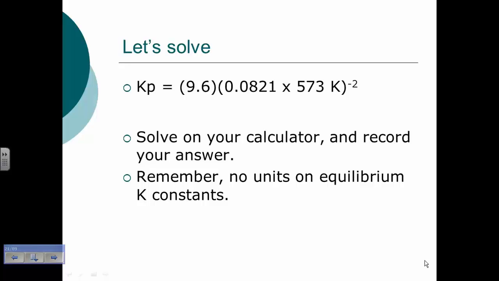Now hit it on your calculator. It's the product of R times T raised to the -2. RT in a parenthesis raised to the power of -2, and then multiply by your 9.6. Remember, there's no units on equilibrium, but what'd you get? Write it down on your paper.